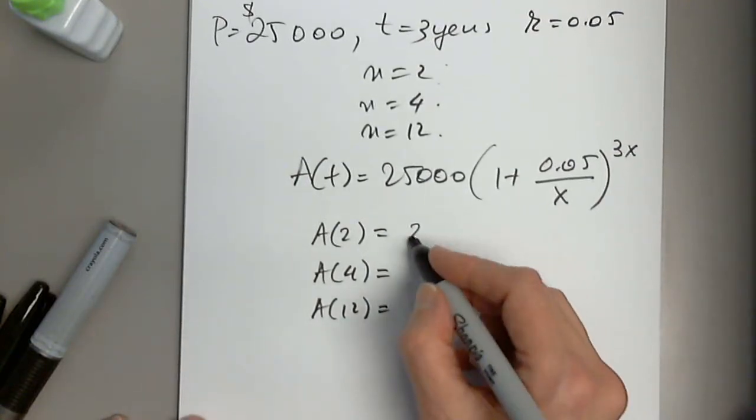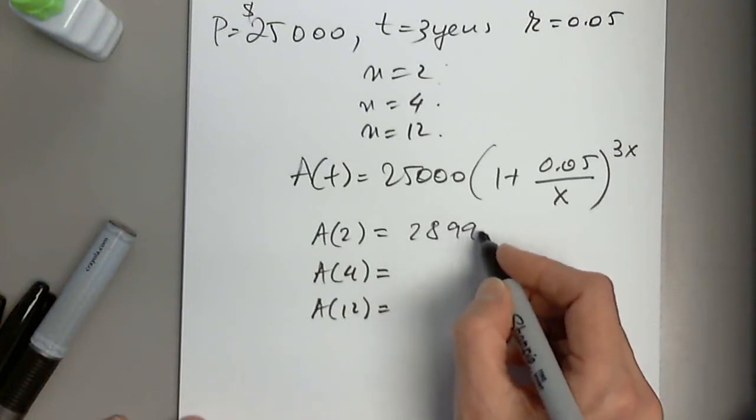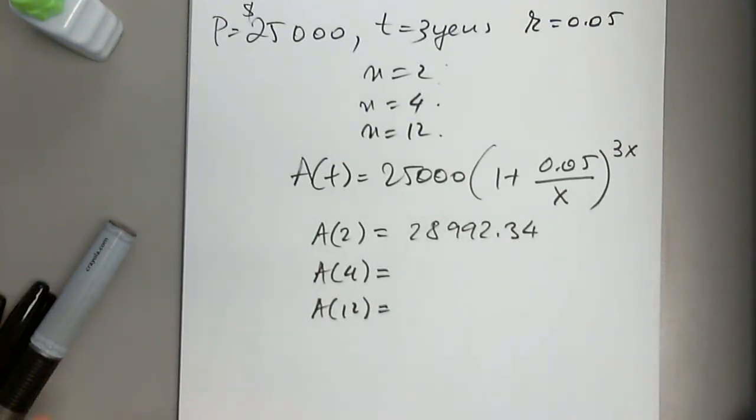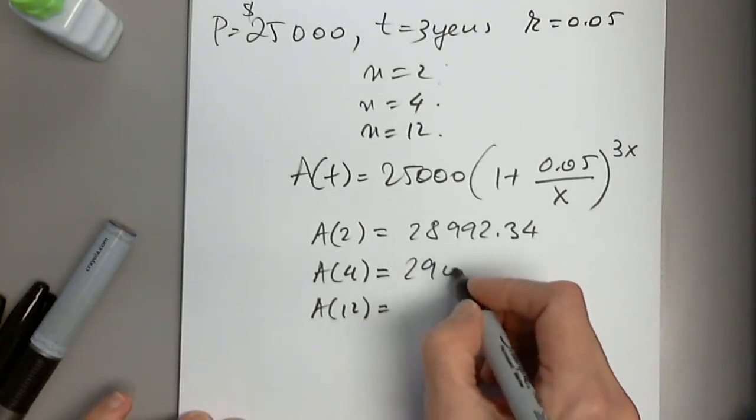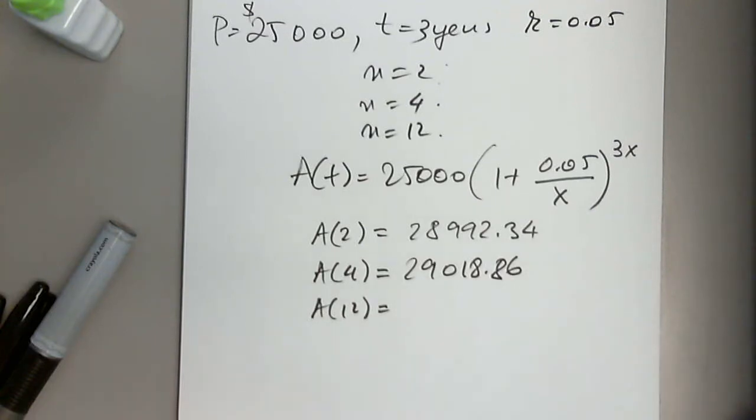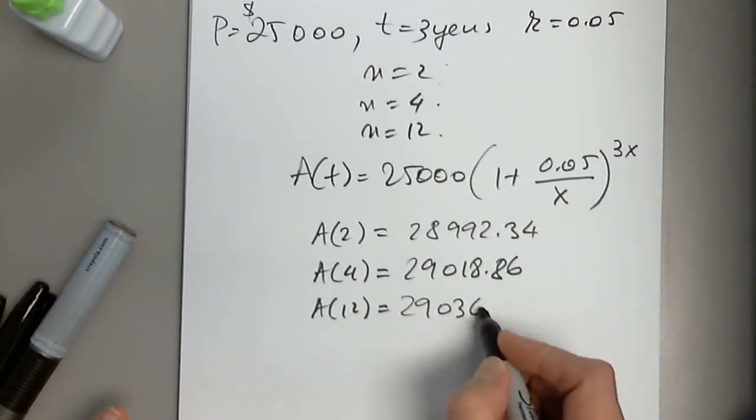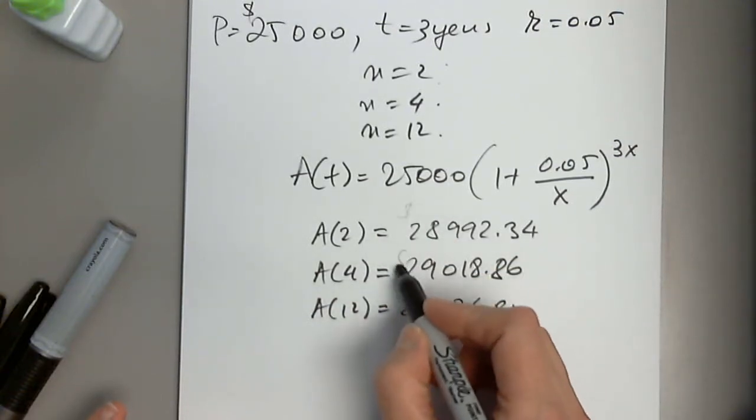So 28992.34, then scroll down to the next one, 29018.86, and then to the last one, 29036.81.